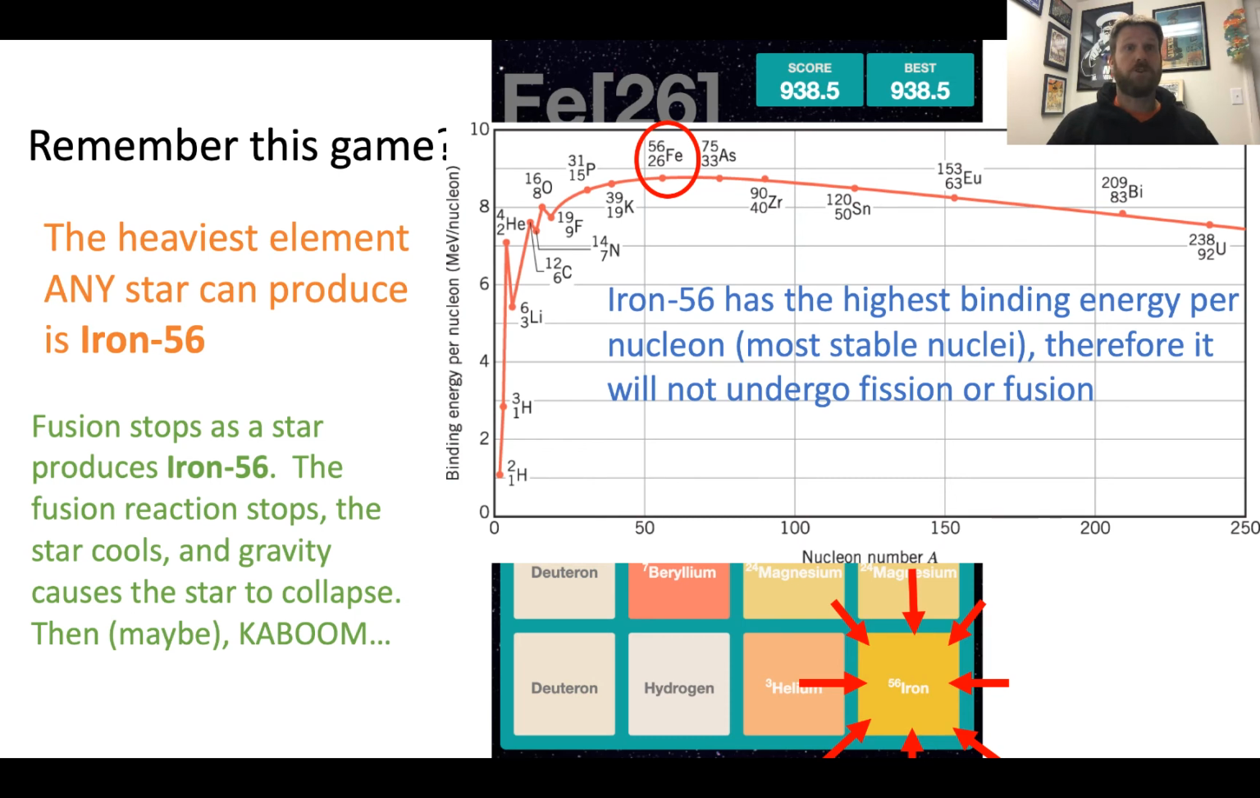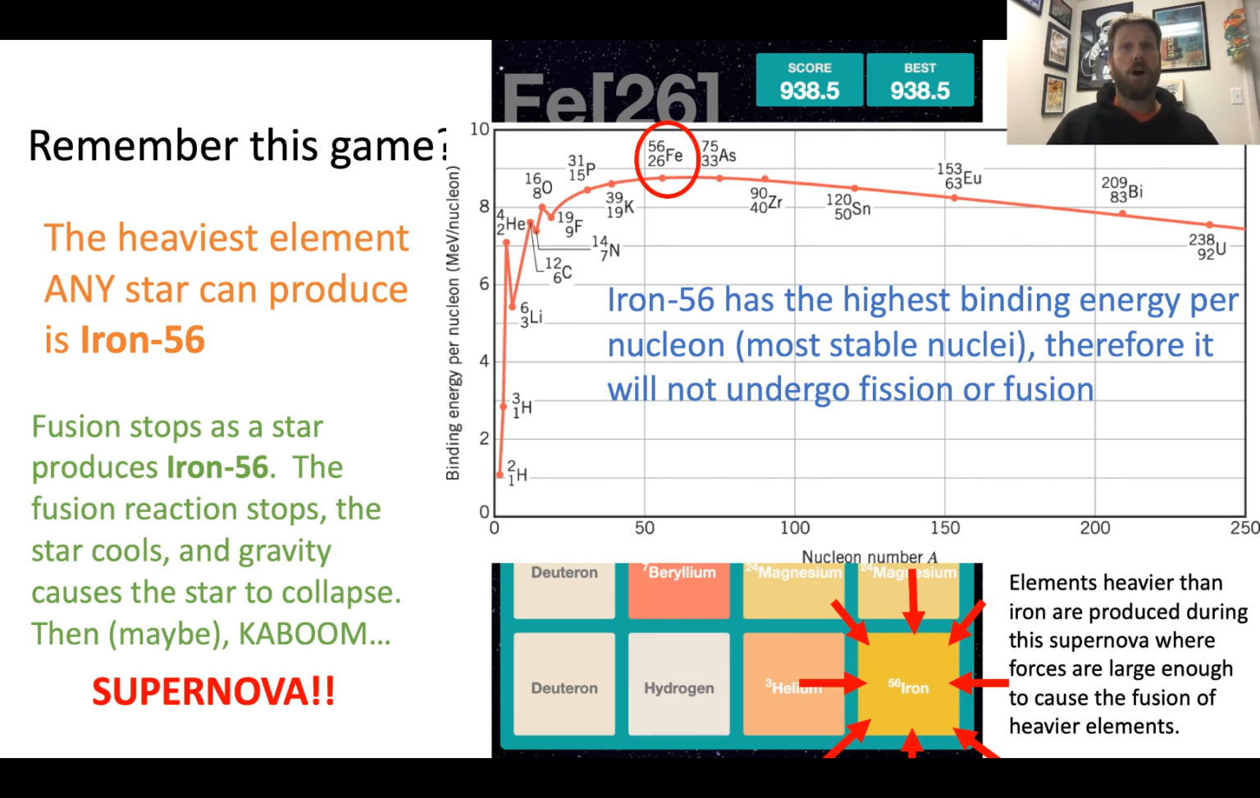The fusion pressure pushing out on a star decreases as the star cools. Gravity becomes the dominant force and the star collapses. If the star is massive enough, kaboom! Supernova! So the fusion reaction in a star can only produce iron-56, which means all the elements in the universe that are heavier than iron were produced during supernovas, where the forces are large enough to slam large nuclei together to produce even heavier nuclei.